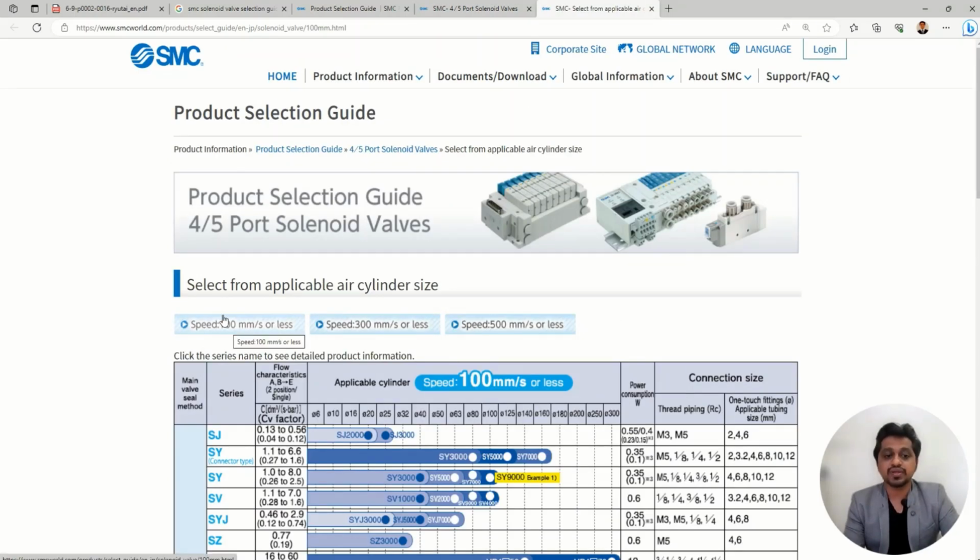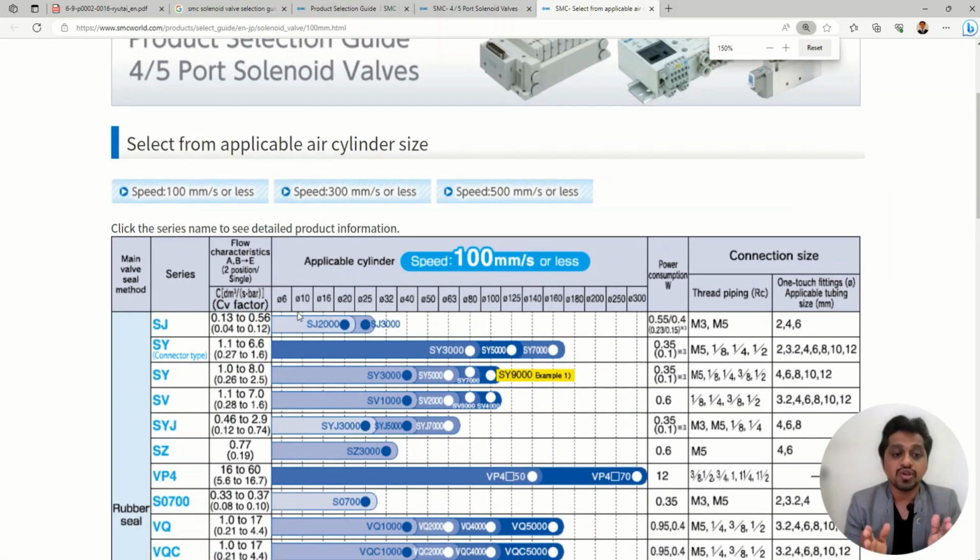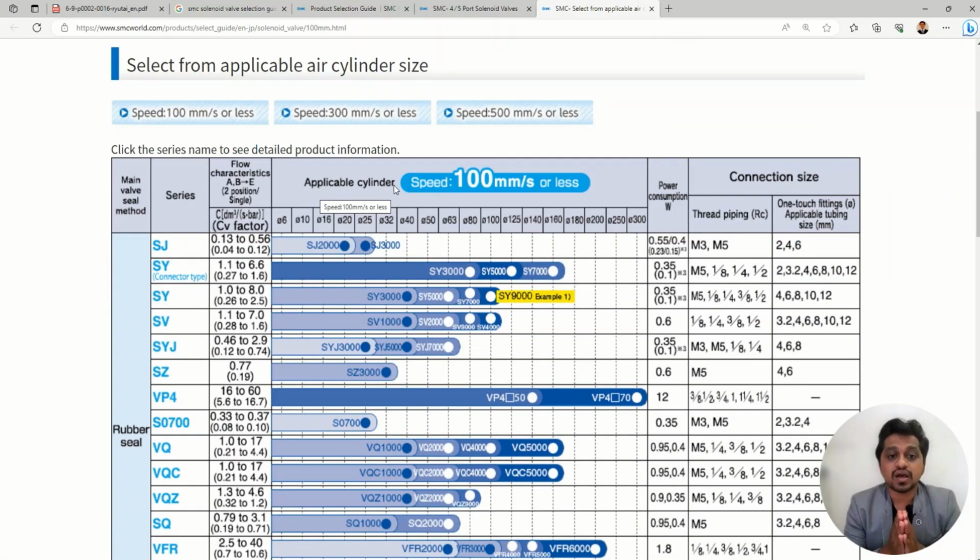Now you have selected the speed of 100 mm per second, so now it will show all the series which are suitable, then what are the applicable cylinder sizes for 100 mm per second or lesser speed. So you must keep in mind that this chart is for a speed of 100 mm per second. Now SJ, we have the CV factor, the applicable cylinder. SJ you can go with, let's say, SJ 2000 series, then SJ 3000 series up to 25 bore cylinder, right? Then they have here the power consumption also and the connection sizes available for the cylinder, right?